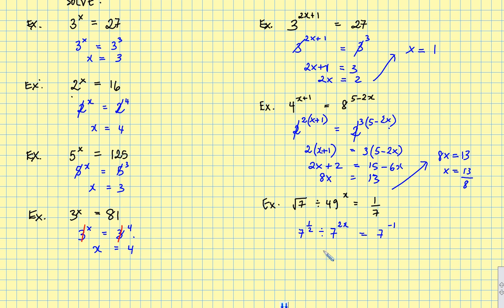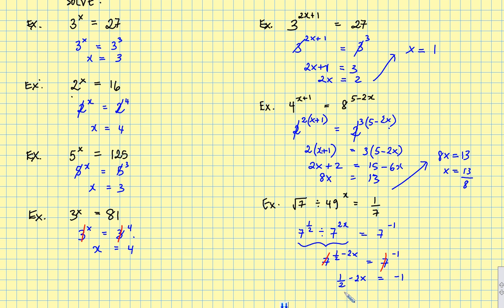Alright, now having done that, I can actually bring these two together because I can only do this one-to-one relationship only if I have one base on one side and one base on the other side. So I can really rewrite my left-hand side as 7 to the 1/2 minus 2x, and that equals 7 to the -1. Well, at this point, I only have one 7 on the left-hand side. I've only got one 7 on the right-hand side. So I can just now disregard them and write 1/2 minus 2x equals -1.